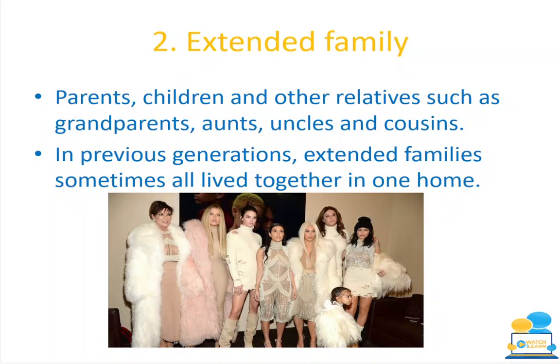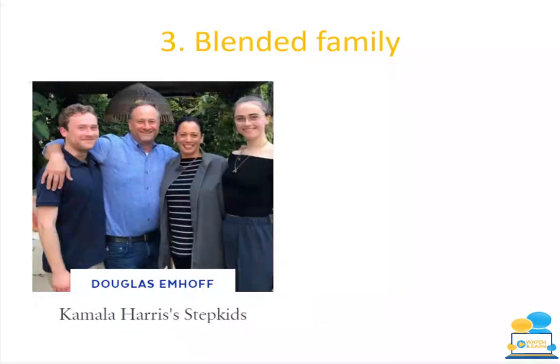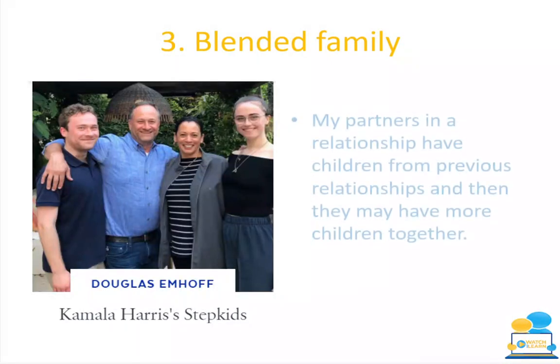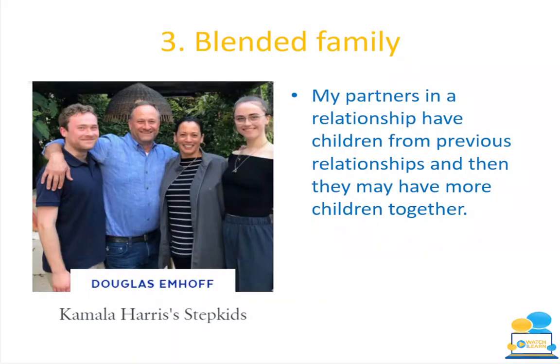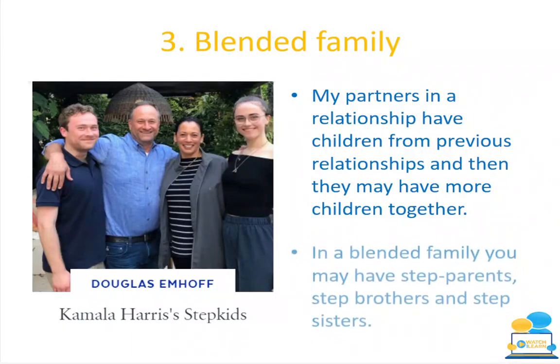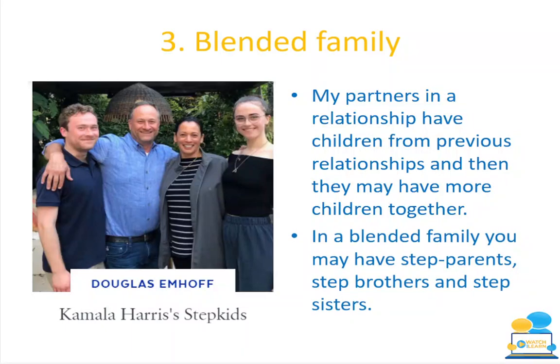So we've looked at nuclear, extended, and now we are going on to blended. Here's an example of Kamala Harris. She married her husband, who had 2 children from a previous relationship. Now she is their stepmother. A blended family is when partners in a relationship have children from previous relationships and then they may have more children together. So you're thinking of step parents, step brothers and step sisters. So that is your blended family.